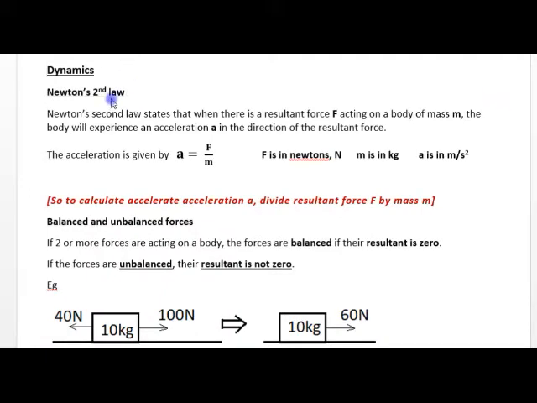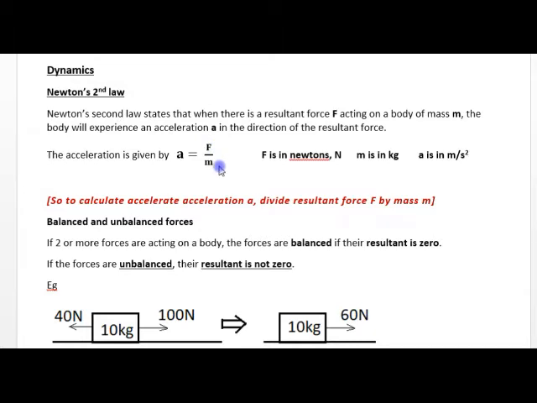Newton's second law states that when there is a resultant force F acting on a body of mass m, the body will experience an acceleration A in the direction of the resultant force. The acceleration A is given by F divided by m.